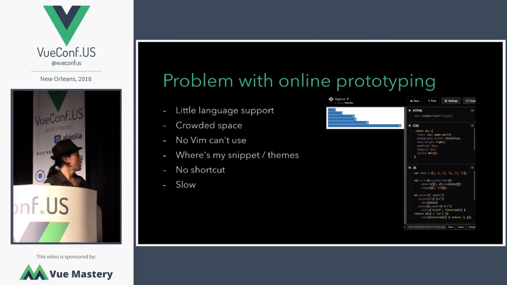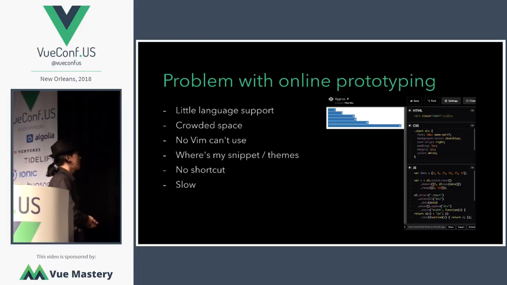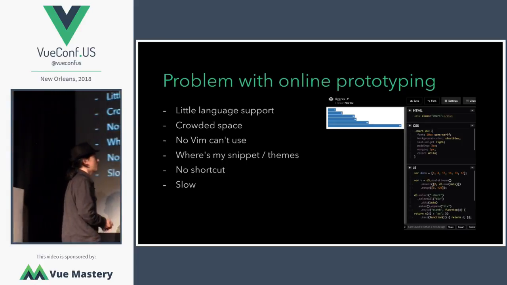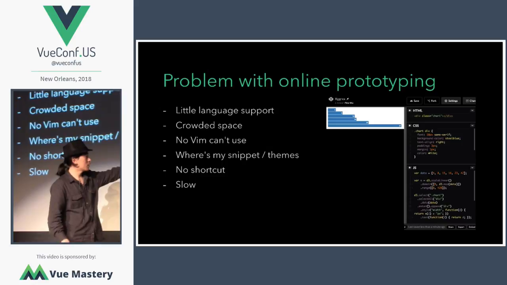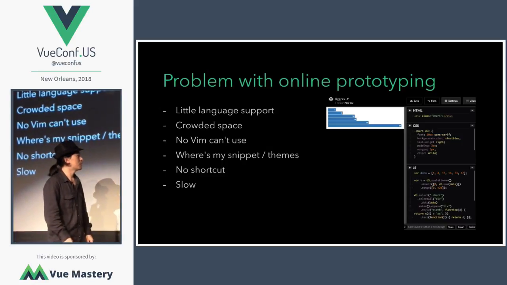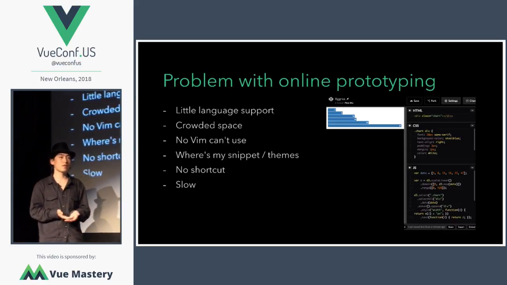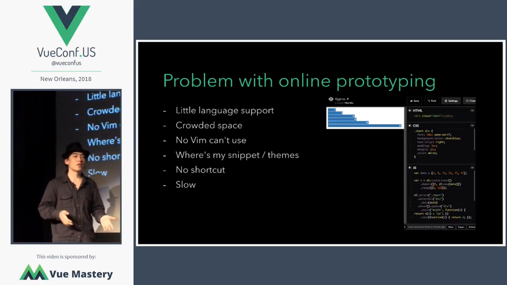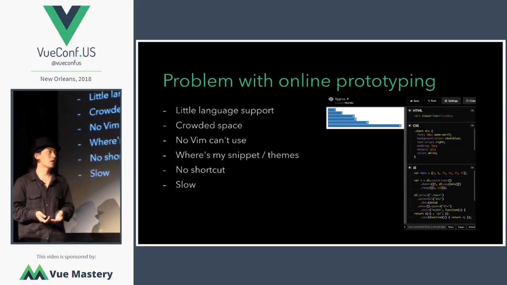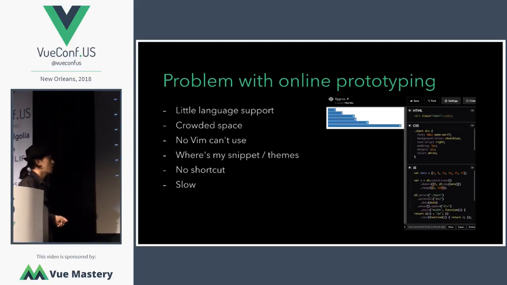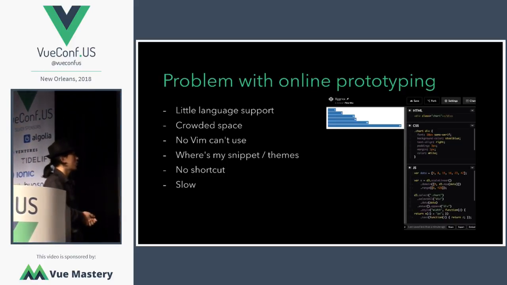The problem with online prototyping tools is that most of them have little language support. For example, if you try to type something in JavaScript, like data dot something, a lot of times it does not give you the correct suggestions. It just gives you random stuff or a random word that exists in the document. So it does not help you that much. And I felt the whole UI is a little bit crowded. And for me, I'm a Vim user. Without Vim, I can't edit that much. If I just open this, I just leave a trail of JS on it.